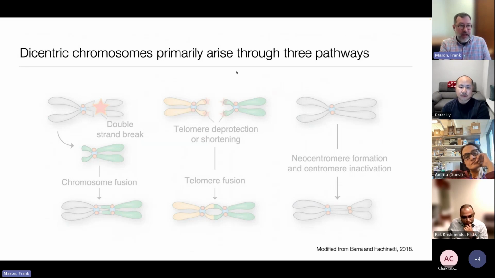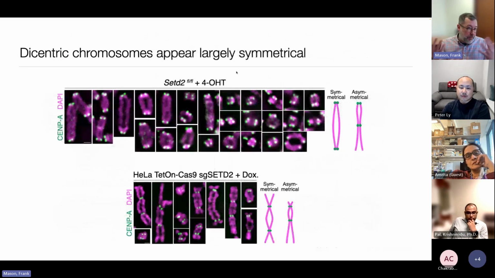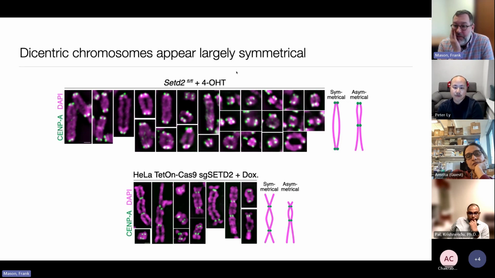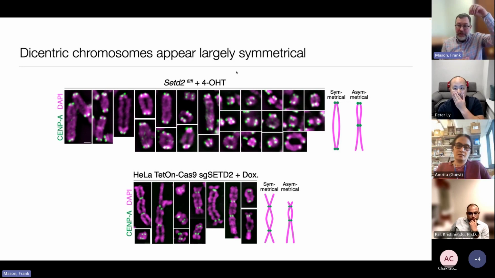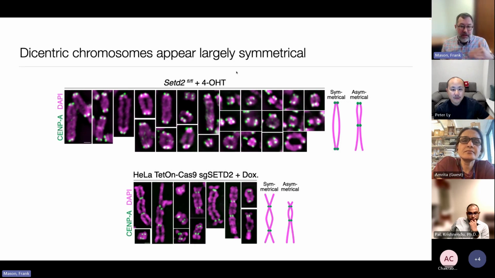And so, frankly, to be honest, we were kind of stuck there for a little while trying to figure out what exactly was going on. But one of the things we noticed while we were doing these experiments is that very frequently the dicentric chromosomes were symmetrical, meaning that the centromeres were typically at the poles in the murine cells, the MEFs. And in the human cells, we noticed that very frequently the dicentric chromosomes appeared to be largely symmetrical, suggesting that we weren't having random reorganizations. This appears to be a more organized or stereotypic process.